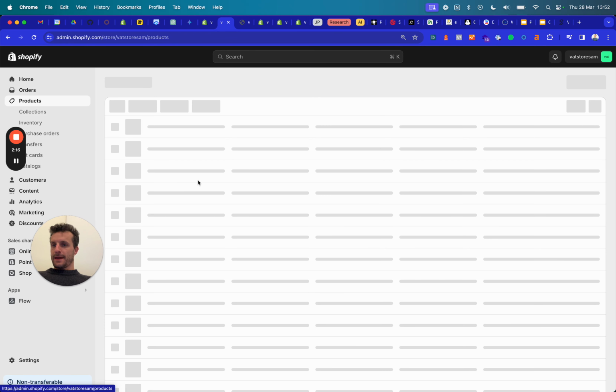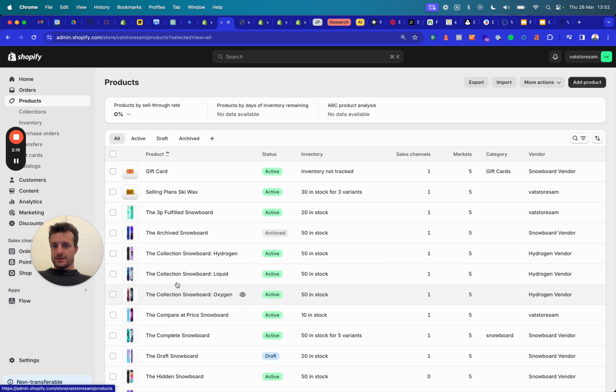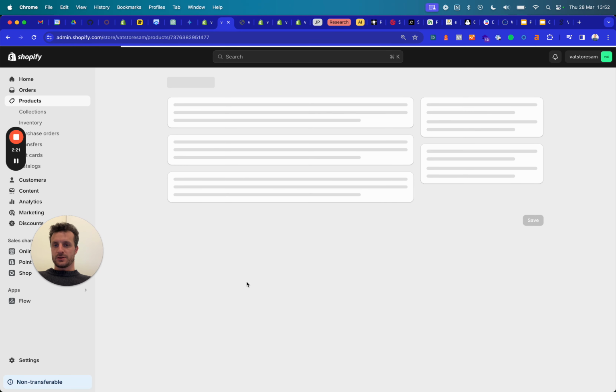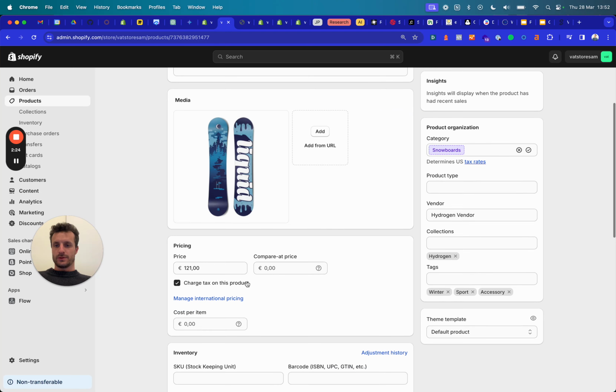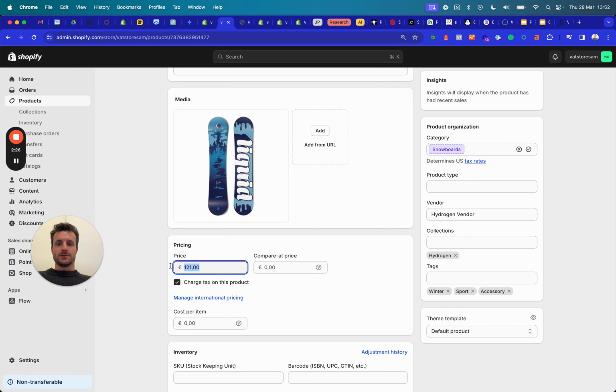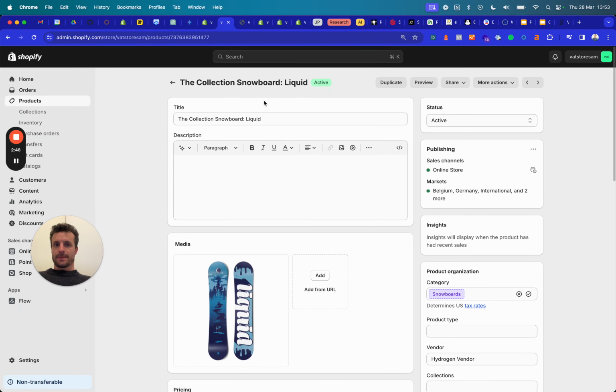Then I've created a product, which is this one, that has a price of 121 euros, which is just easy to see because we have 21% VAT in Belgium. If the price were excluding VAT, then the price is 100 euro in this case. We also checked the box charge tax on this product because we are obviously selling a product on which taxes should be charged. Okay, so this is the setup of the store.